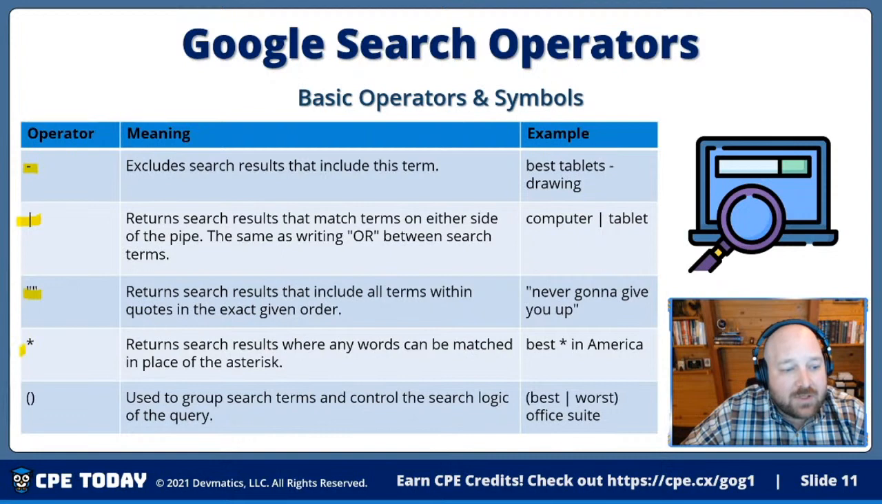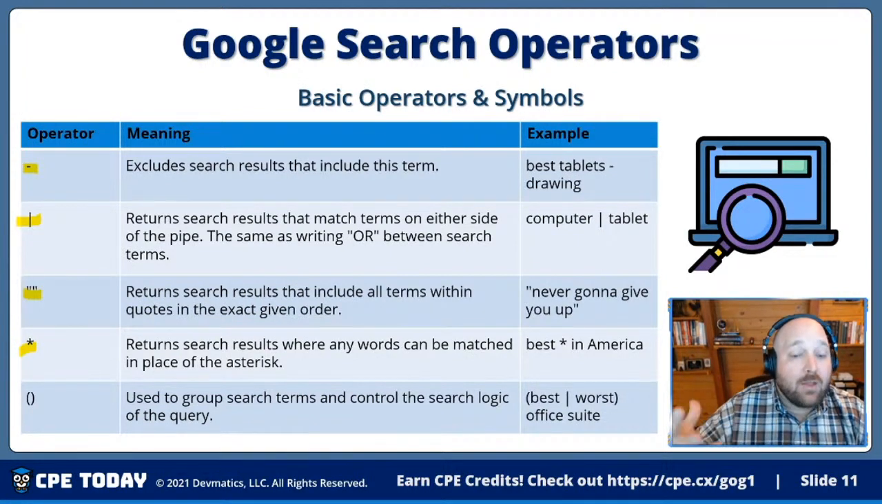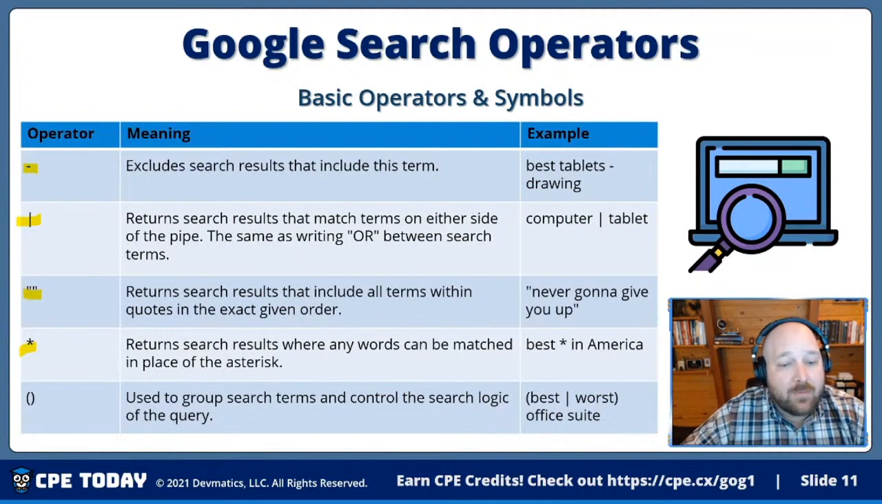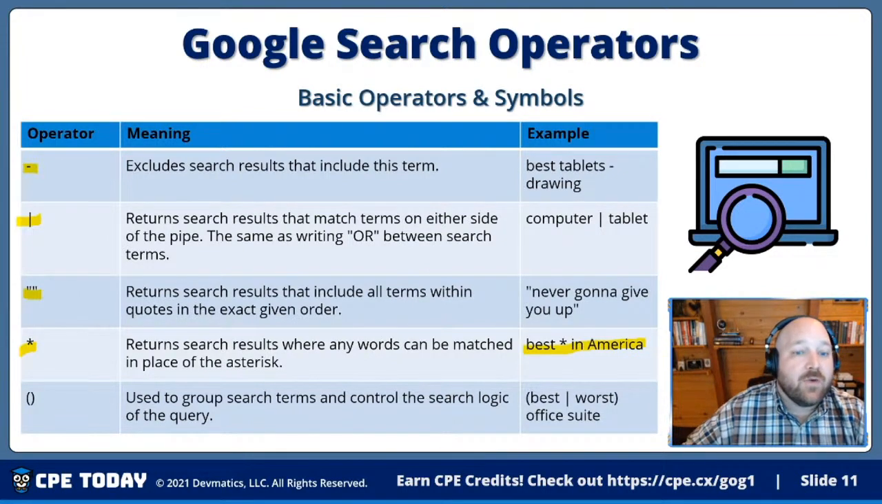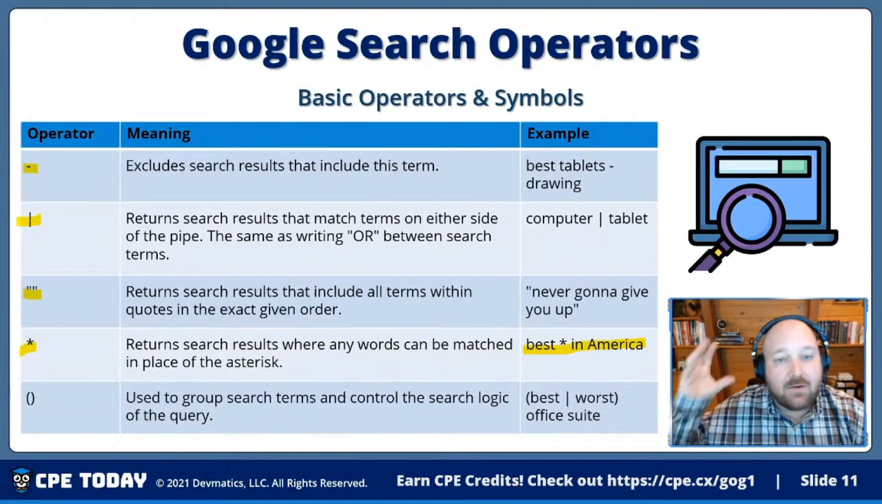We can use an asterisk. An asterisk is really great for when we are looking for a wildcard. So let's say, for example, we were to go look and we wanted to find the best restaurants or the best sightseeing places or the best accounting firms or whatever. Well, if we use the asterisk, Google will substitute that asterisk for any series of other words. And so it's going to try to find something for best blank, in this case, best blank in America.